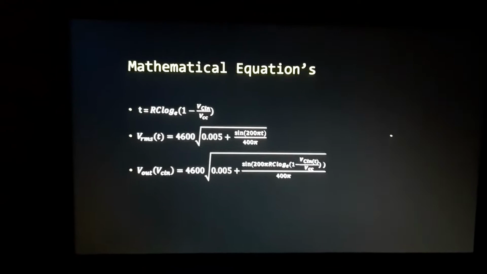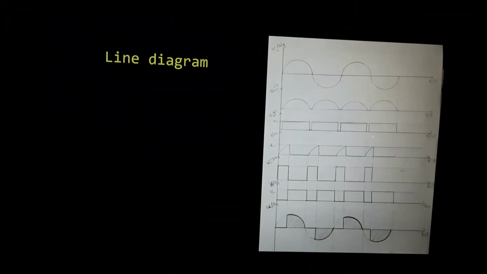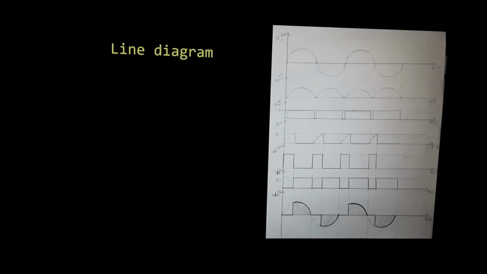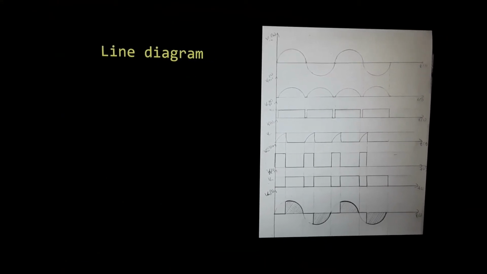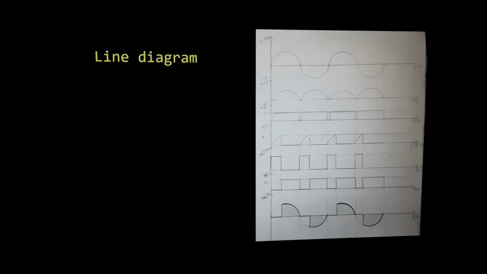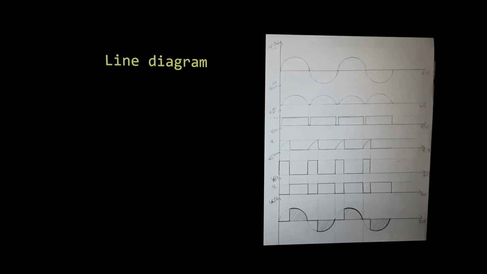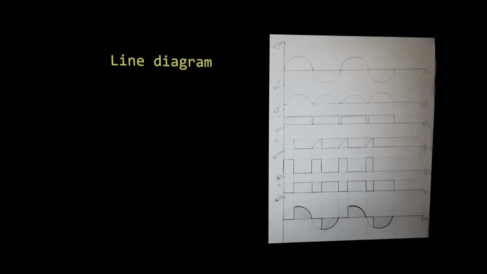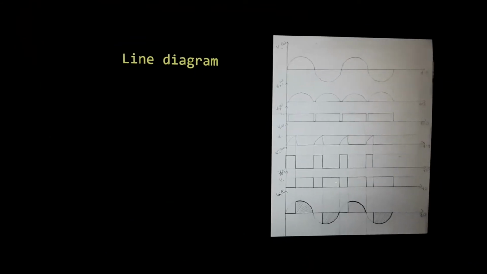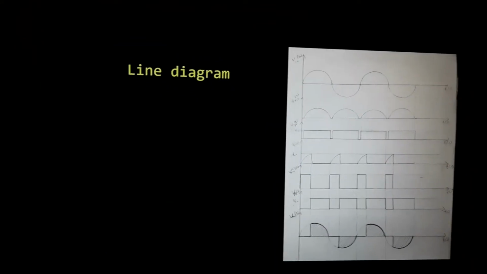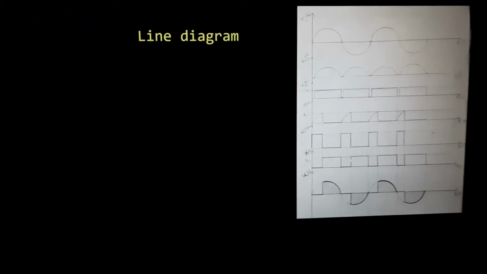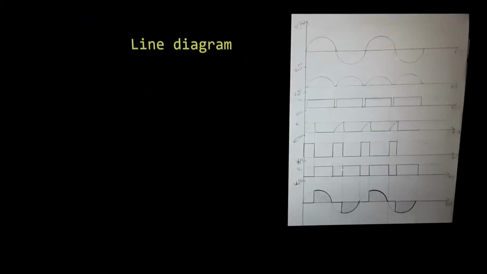So in the simulation we get the expected results like this line diagram, where whenever the zero crossing detector gives a pulse, the capacitor will start charging, and for that much duration an output pulse will be generated, which will then be inverted by using a transistor as a switch and given to the gate, and the triac will be fired.